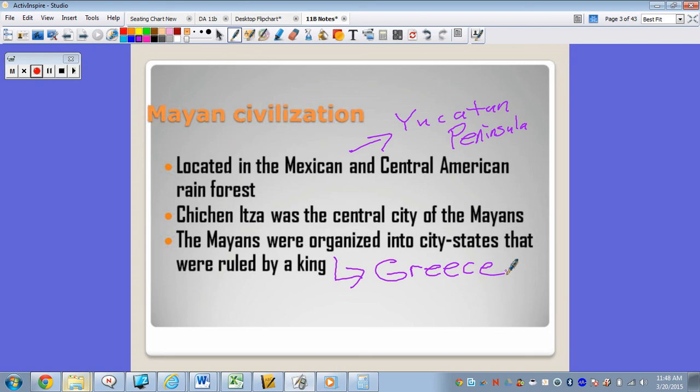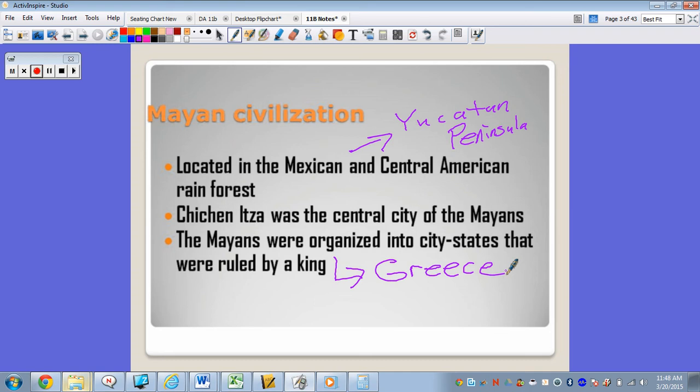Now, the reason that they're similar and the reason their development is similar is because of the impact of their geography on each of them. In Greece, we had the impact of mountainous countryside, not a lot of land that you could farm because it's hard to farm on the side of a mountain. So you had city-states developing in the small pockets of land where you could farm.